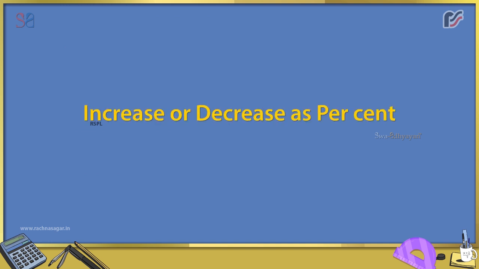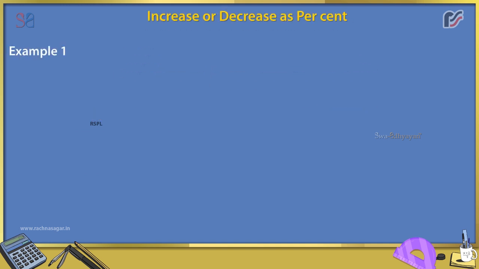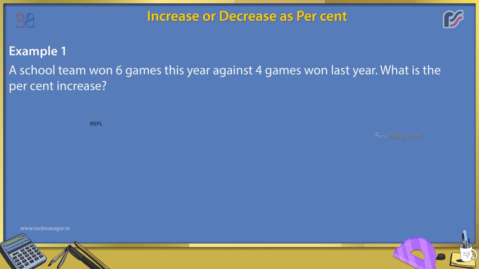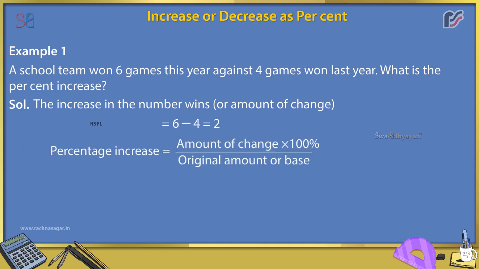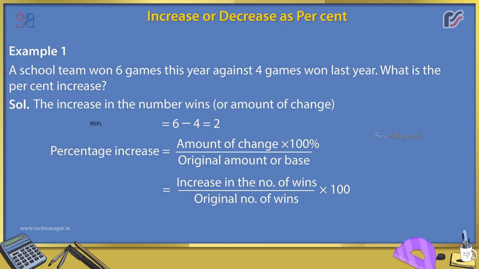Increase or decrease as percent. Example 1. A school team won 6 games this year against 4 games won last year. What is the percent increase? Solution. The increase in the number of wins, or amount of change, is equal to 6 minus 4, which is equal to 2. Percentage increase is equal to amount of change into 100% by original amount or base, which is equal to increase in the number of wins by original number of wins into 100, which is equal to 2 by 4 into 100, which is equal to 50%.